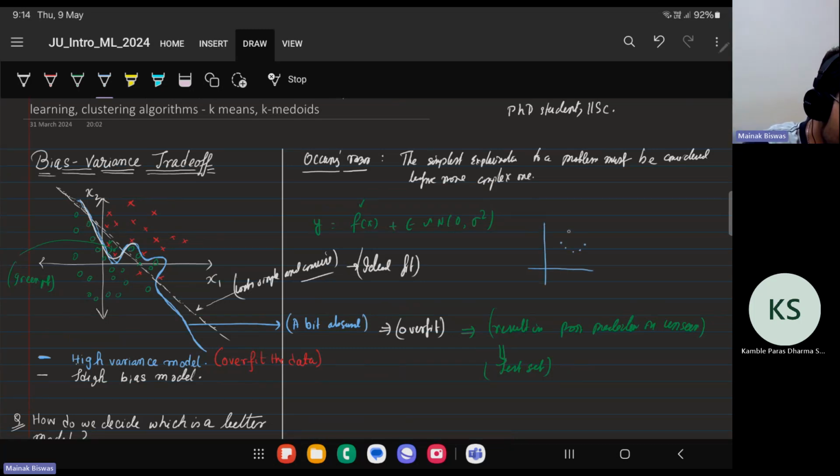So say you have two classes like this. Here your ideal decision boundary should be a circle, right? So you should have a circle like this that separates these two classes. If you're able to separate these two classes, you are pretty happy that you've separated them, but this is a more complex decision boundary.